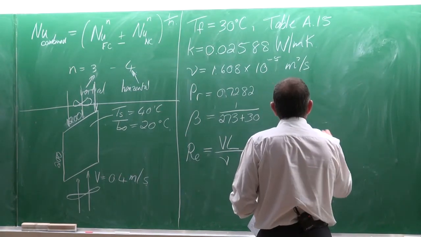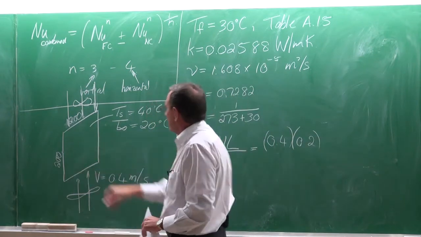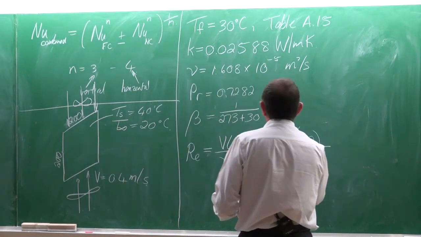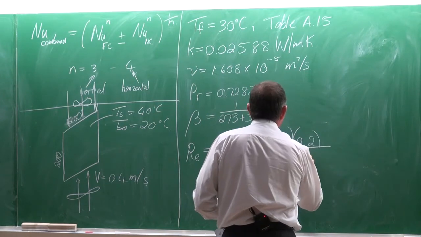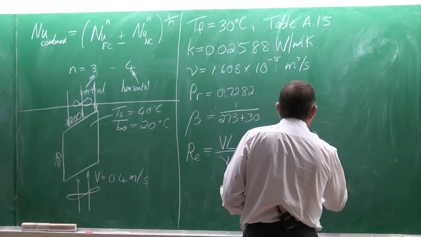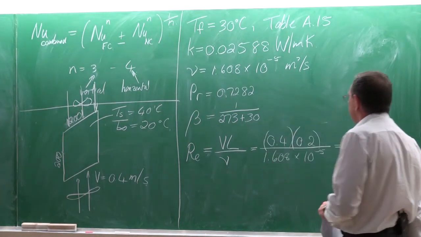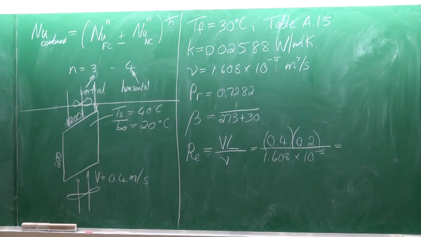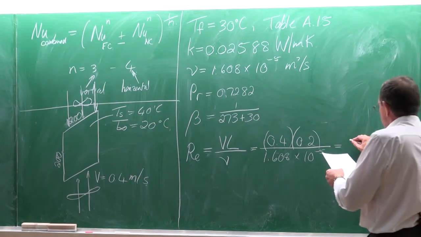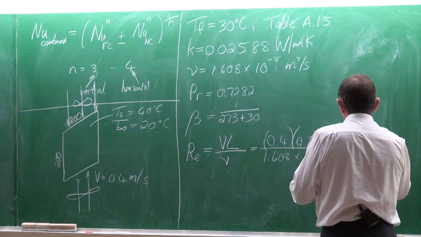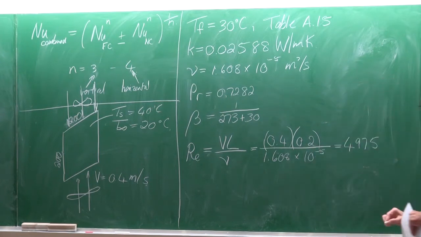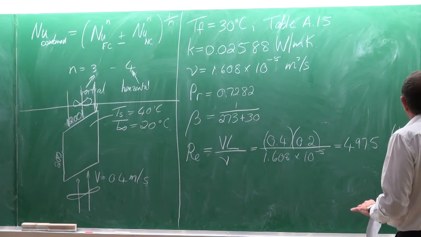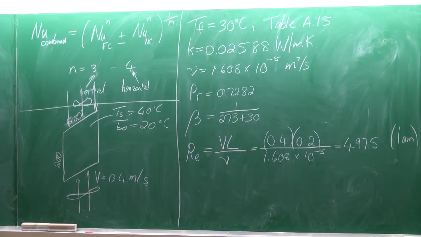The characteristic length is 0.2 in that direction, divided by the kinematic viscosity, which is equal to 1.608 multiplied by 10 to the minus 5. So if we calculate the Reynolds number, then it is equal to 4,975. That would tell us the flow is laminar. Remember, for a flat plate, transition occurs in the order of about 500,000. So we are far away from there.